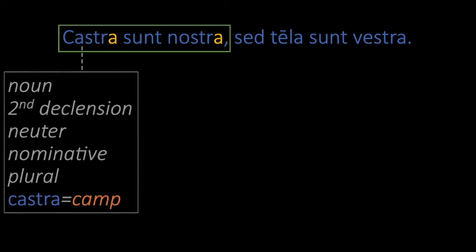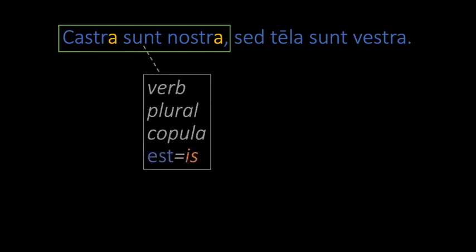Okay, let's try one last exercise. Castra sunt nostra, sed tēla sunt vestra. On to the first phrase. Castra sunt nostra. Castra is a neuter second declension noun, which is usually seen in the plural. In the plural, it equates to the English singular camp.